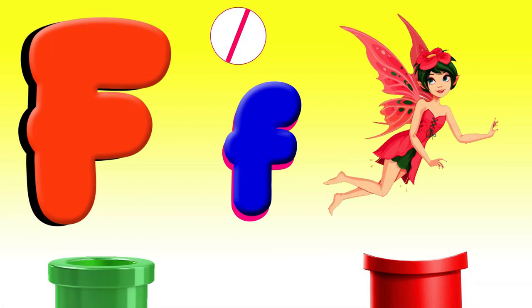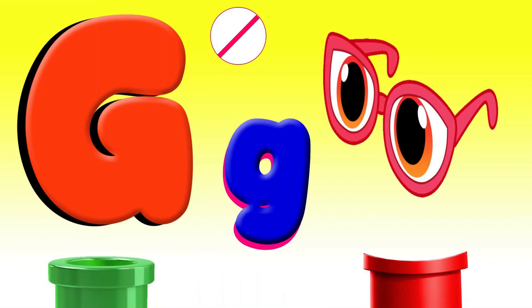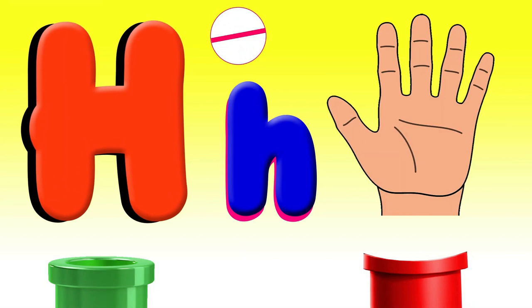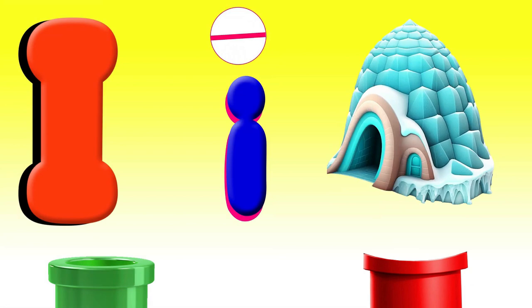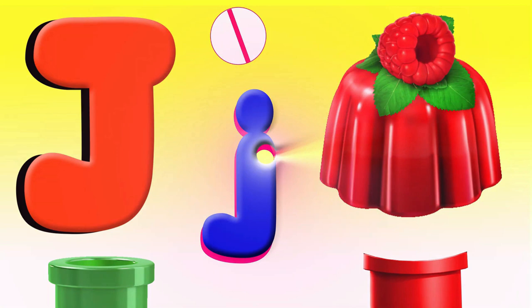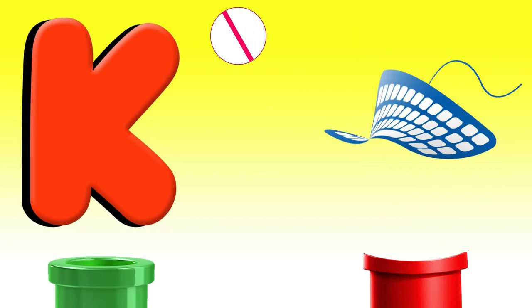F, fairy. G is for glasses, glasses. H is for hand, hand. I is for igloo, igloo. J is for jelly, jelly. K is for keyboard, keyboard.